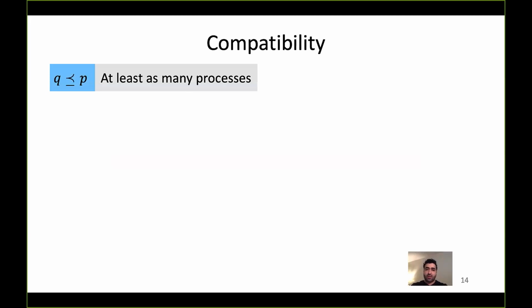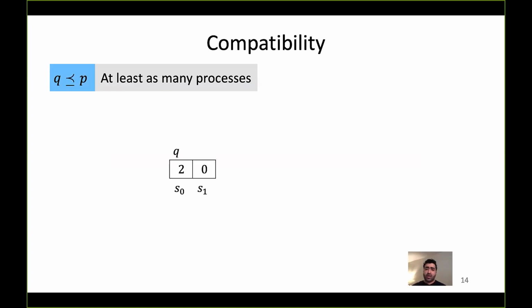First, let's consider a well quasi-order that has been commonly used in the literature for similar models. This well quasi-order says that a state P is bigger than a state Q if it has at least as many processes in every local state. And let's try and use this well quasi-order to prove compatibility for our model.